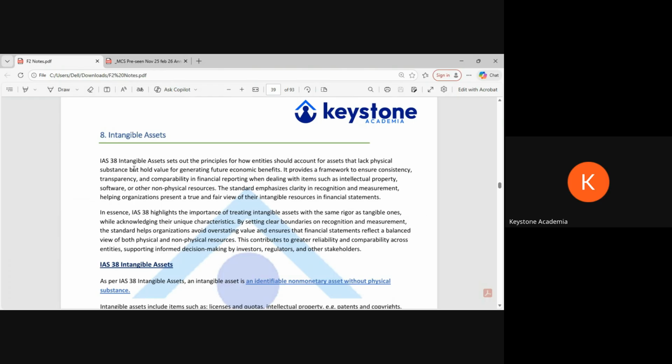So IAS 38 Intangible Assets sets out the principle for how entities should account for assets that lack physical substance but hold value for getting future economic benefit. Very good sentence. I'll read it again. For how entities should account for assets that lack physical substance but hold value for getting future economic benefits. Ultimately, it should bring in the future economic benefit.